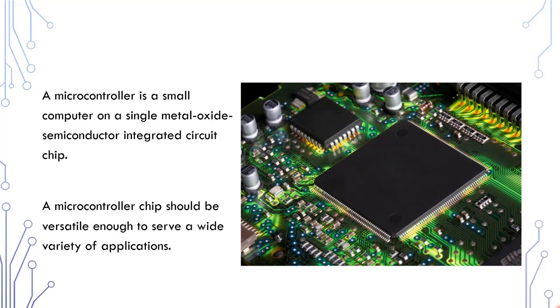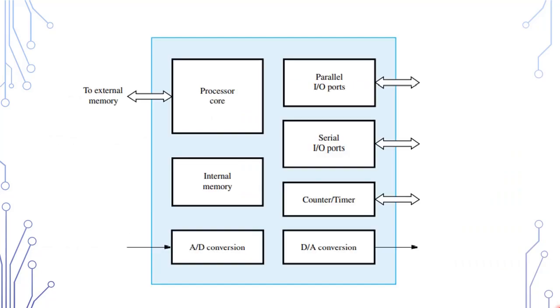A microcontroller is a small computer on a single metal oxide semiconductor integrated circuit chip. It is single task oriented and consists of functional blocks for its working such as processor, memory, registers, caches, timer units, interrupt control units and input-output ports. A microcontroller chip should be versatile enough to serve a wide variety of applications. The figure here shows the block diagram of a typical chip.